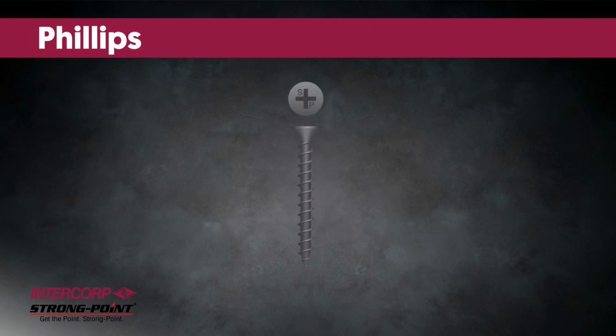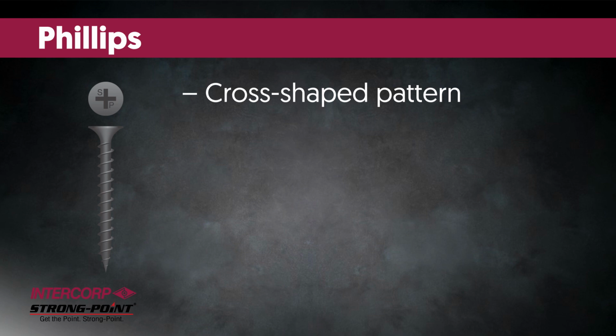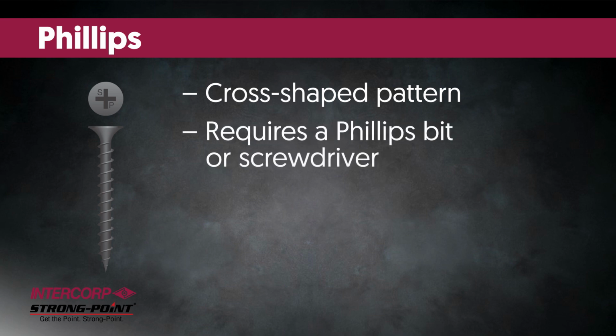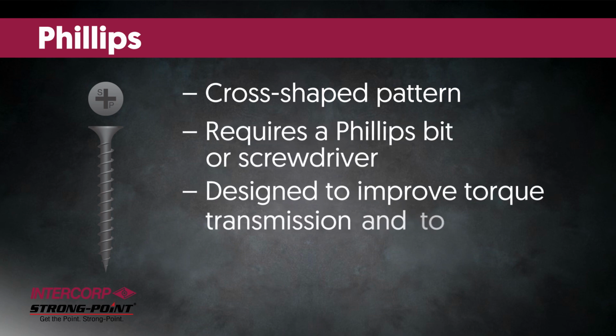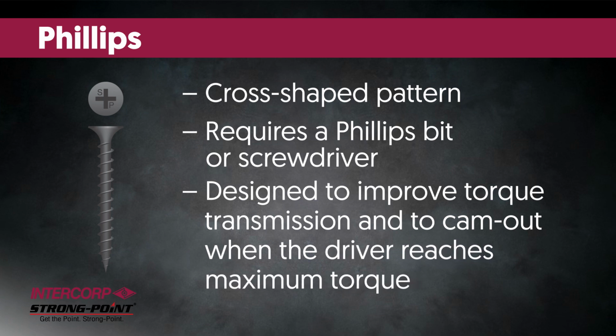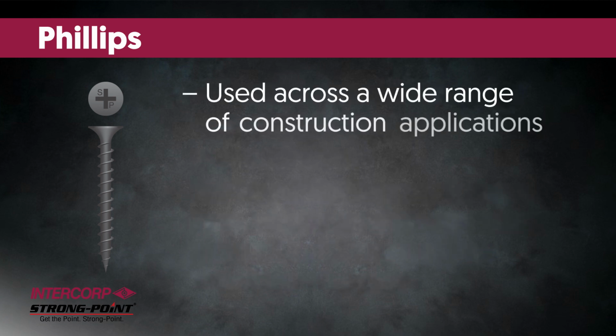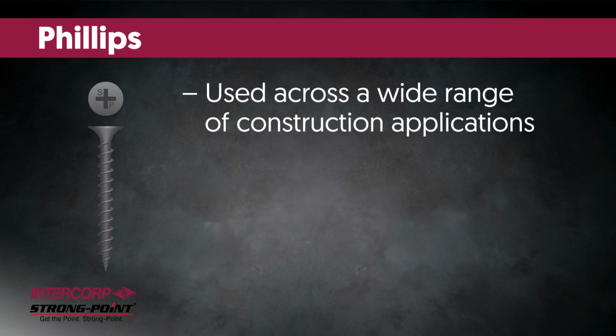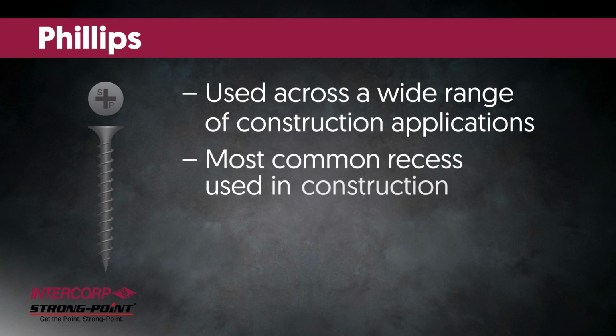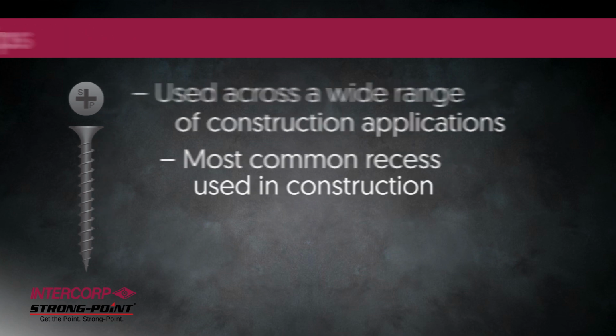Phillips. The Phillips recess has a cross-shaped pattern and requires a Phillips bit or screwdriver. It was designed to improve torque transmission and to cam out, the tendency of the driver to slip out when the driver reaches maximum torque, which saves the screw from being over-tightened or the head from being broken off. Screws with a Phillips recess are used across a wide range of construction applications. It is the most common recess used in construction.